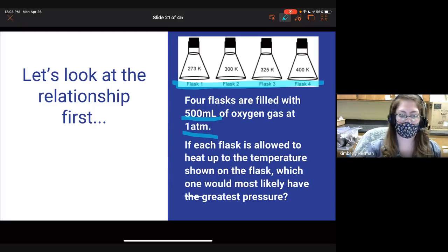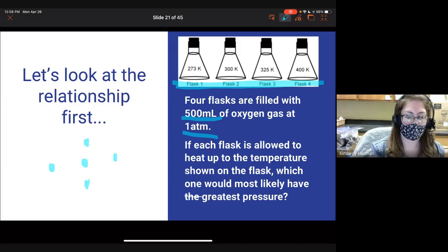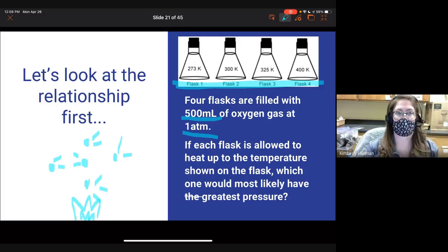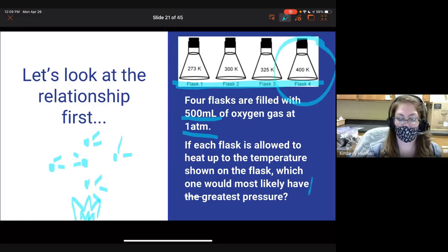So if we think about our gas particles, and I draw 5 right here, if I start increasing the heat, what's going to happen to them? Well, they're going to start to move faster and faster and faster. The faster they move, the more collisions they're going to have, not only with other gas particles, but with the sides of the container. So which one would most likely have the greatest pressure? It would probably be number 4 because it would have the highest temperature.